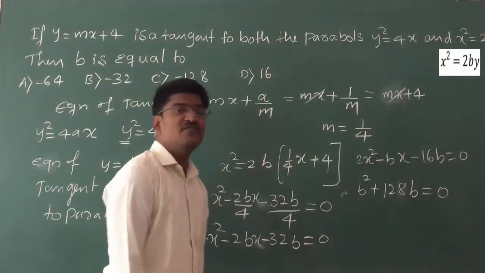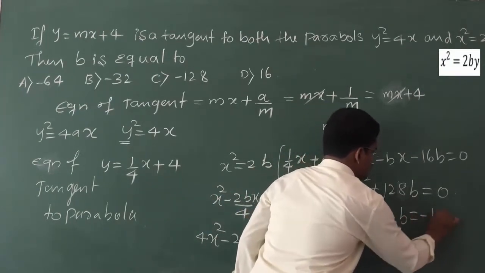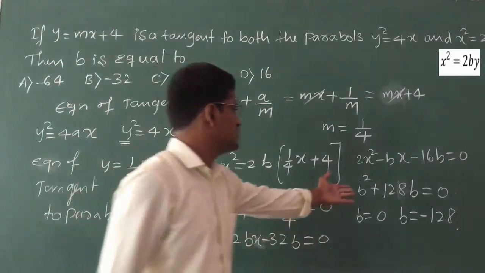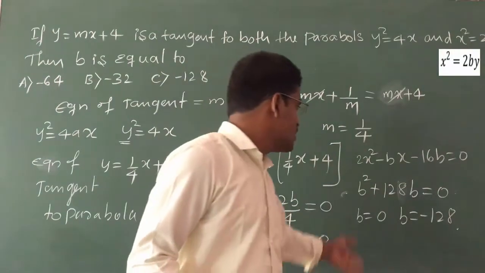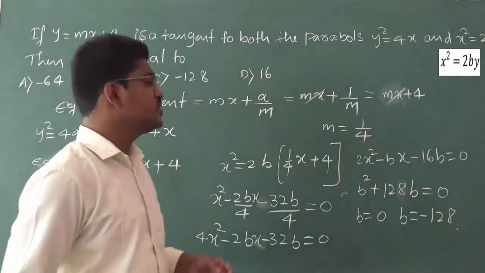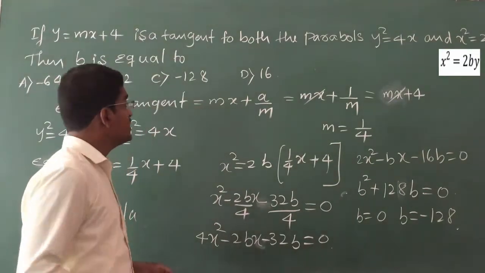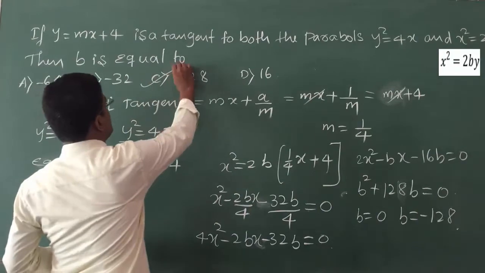So from simplifying this, you are going to have two results, b equal to 0 and b equal to minus 128. Simplification: let us take b common. Again, b will be 0, b will be minus 128. So you have two terms, that is b equal to 0 and b equal to minus 128. So you can see that here the answer will be your option C.